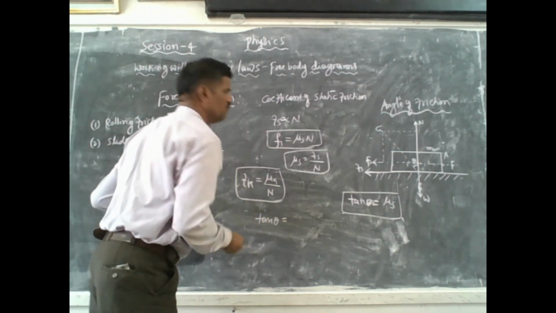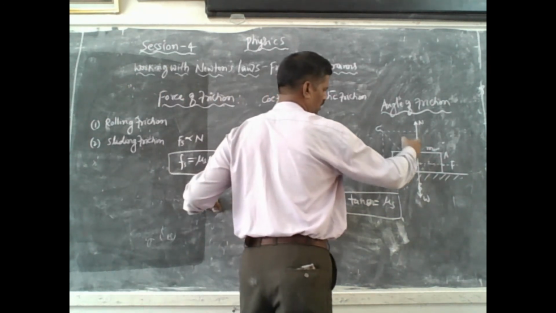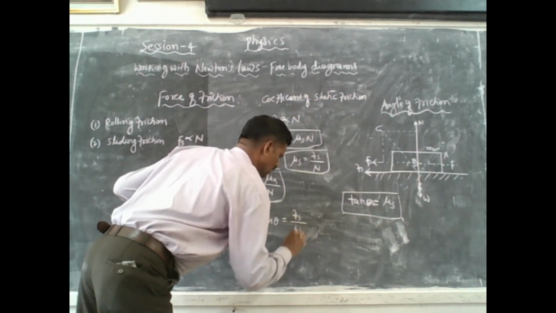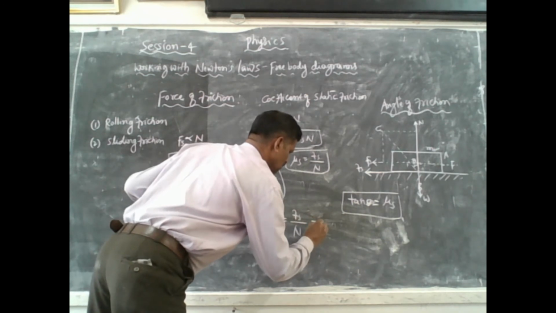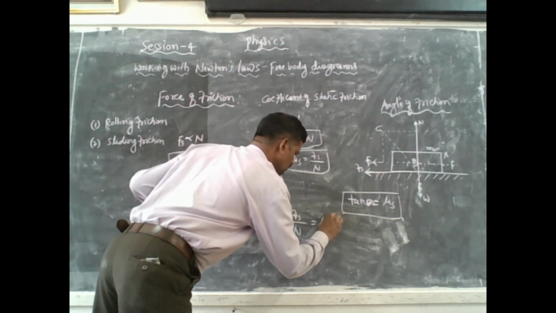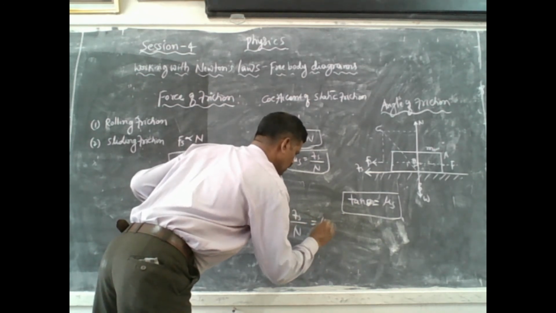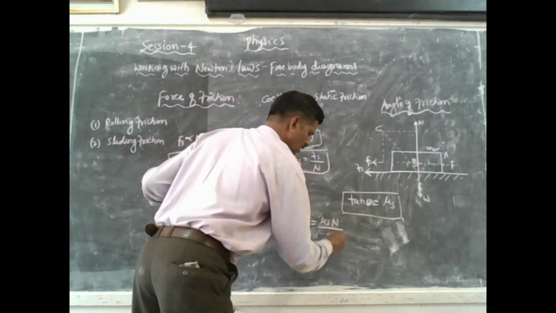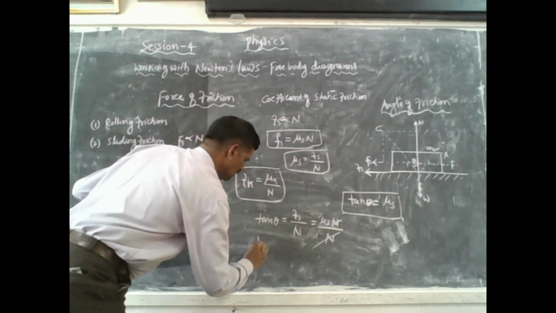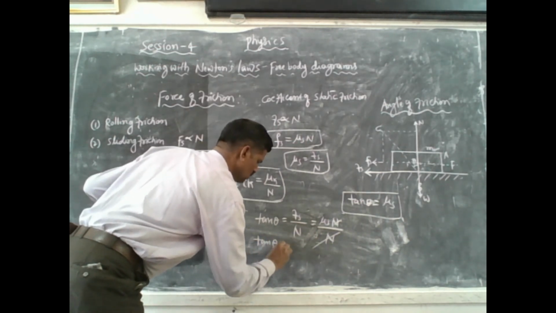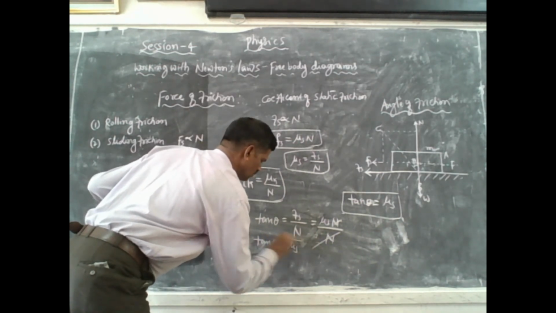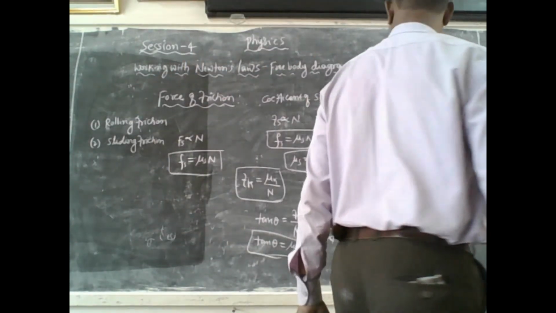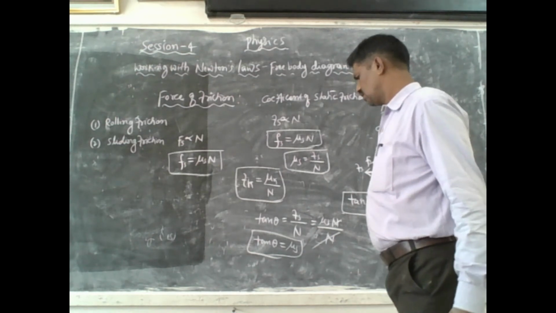Tan theta is equal to perpendicular. What is perpendicular? Fs divided by N. So Fs is equal to mu s N, and Fs divided by N is mu s. So tan theta is equal to mu s. And we can show this in another form, isn't it?